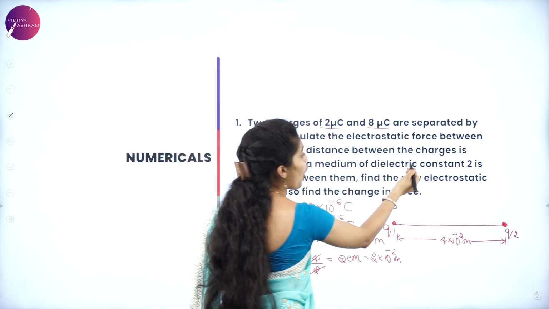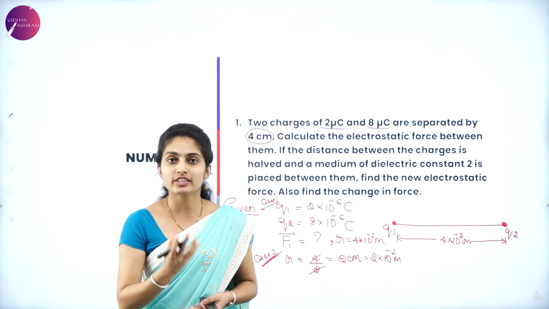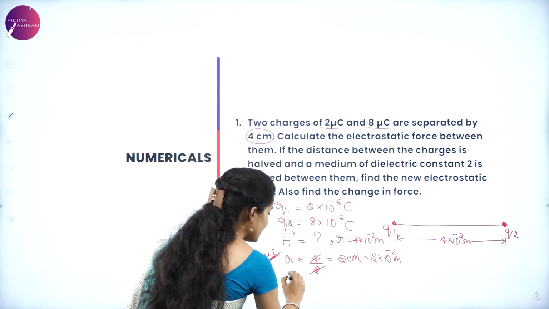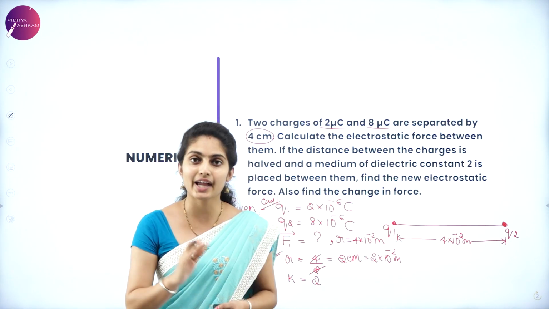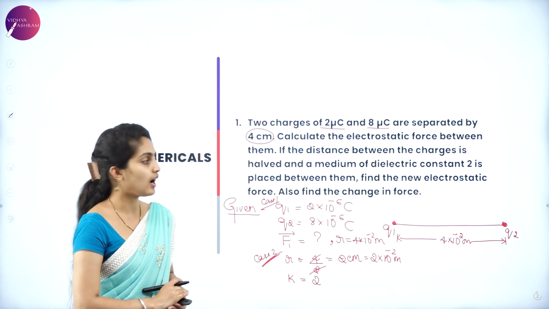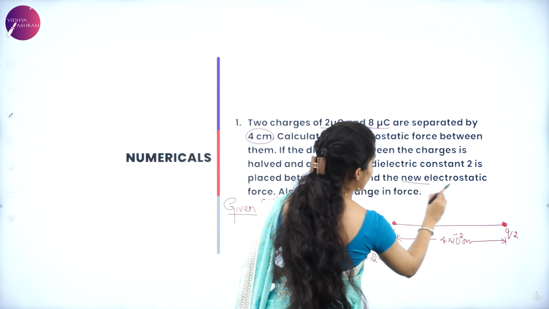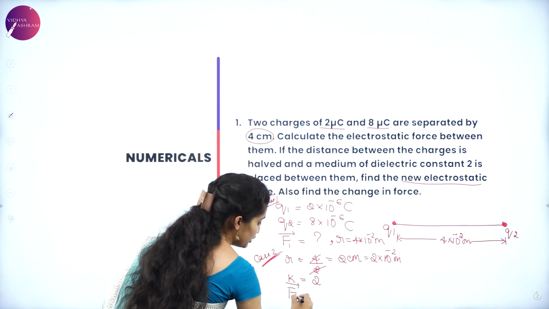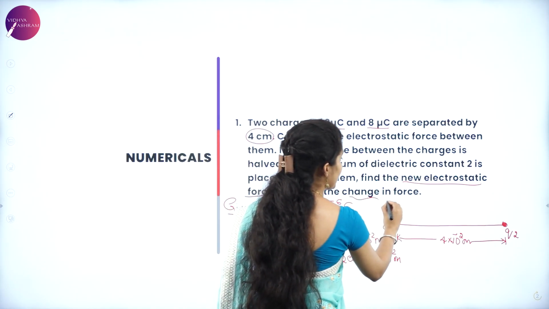Halved, and a medium of dielectric constant 2 is placed between them. So what is this dielectric constant value? It is 2. So it can be written as K is equal to 2. Dielectric constant is either given by the alphabetical term K or epsilon subscript R. So now later you have to find the new electrostatic force. So the new electrostatic force, let it be F2. This also you are supposed to find out, as well as find the change in force.